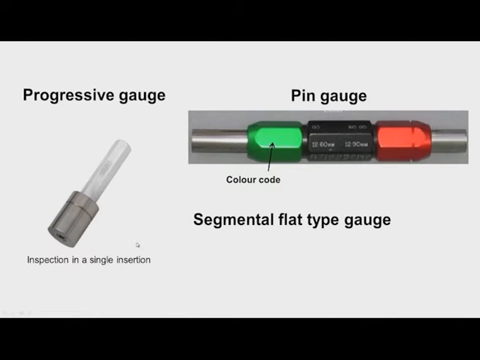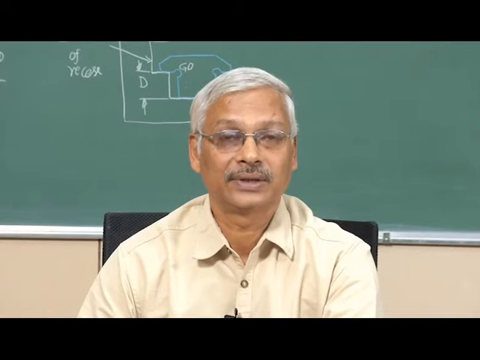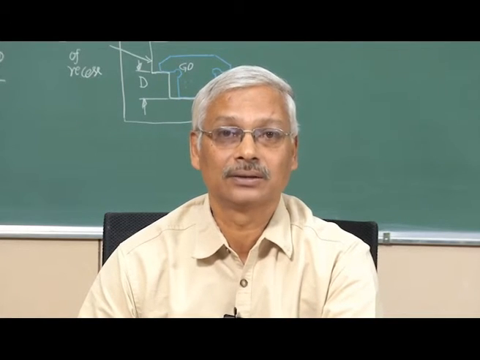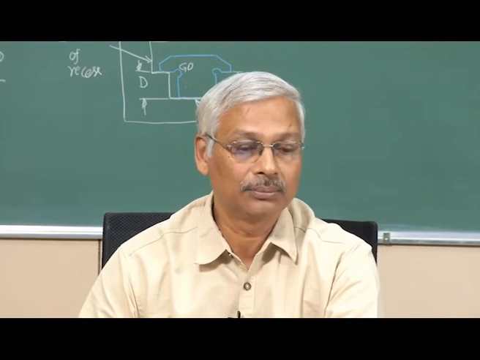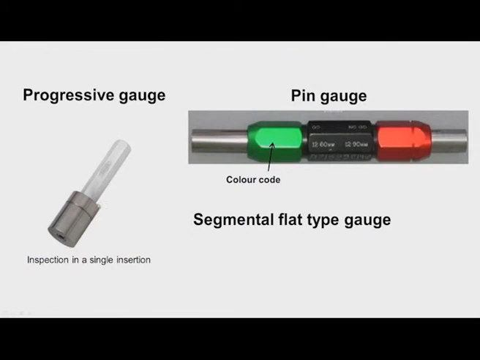Now in the case of the go no go end, that is the double ended type, what happens is we have to take the workpiece in which there is a hole to be checked. We insert the go side, then remove that gauge, and then insert the no go. So like this the time taken to gauge the hole will be more. So to save time, progressive gauges are made.